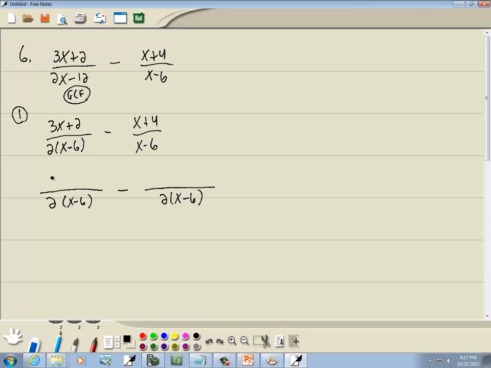Now the first fraction already has that, so we leave it alone. Our second one had an x minus 6 down here, the x minus 6 is still down there. The new item down below is a 2. So we have to multiply the top part by 2. So we got 3x plus 2 over 2 times x minus 6 minus 2 times x is 2x, 2 times 4 is 8 over this denominator.